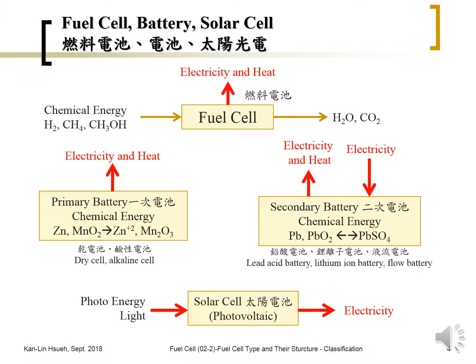The fuel cell acts just like an electrochemical power generator. The flow battery is similar to the fuel cell, with the active material stored outside the battery. However, the flow battery is not like a fuel cell.